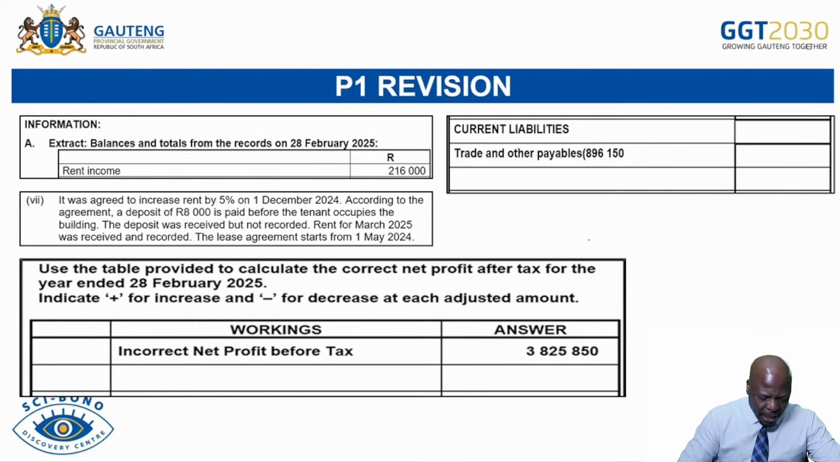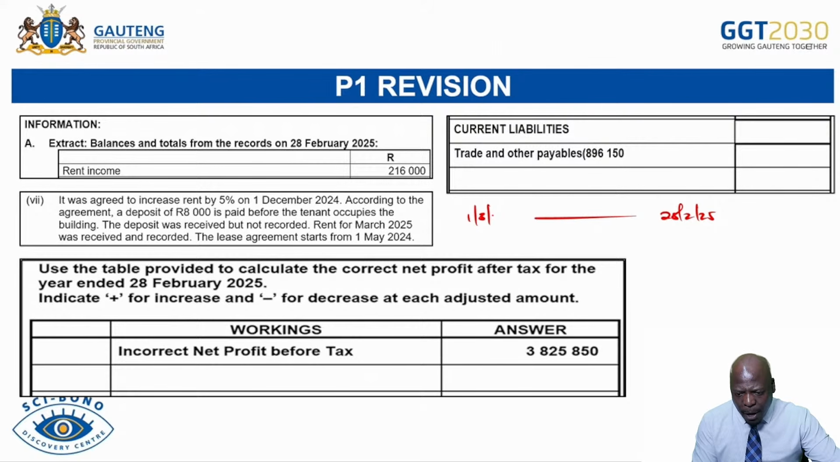Okay, let's go. Timeline, very key. So we're ending 28 February 2025. Therefore, we're beginning 1st of March 2024. We begin, we end. And then the lease agreement starts on the 1st of May 2024. All right. So we are then told that on this day, rent for March was received. So we have this 1 month here.